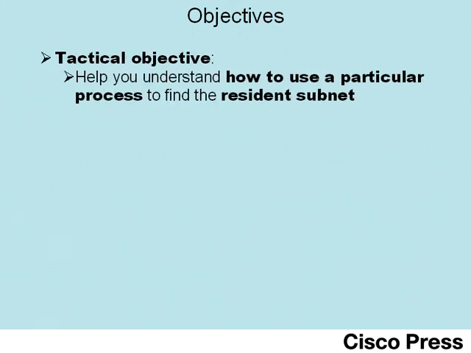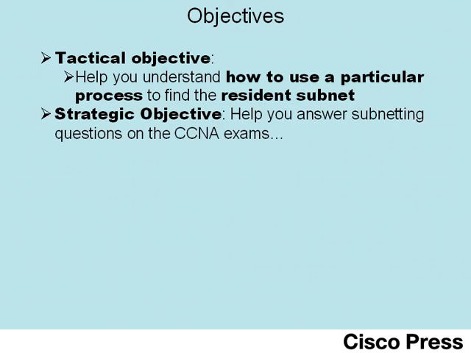This video has both a tactical objective as well as a strategic objective. Tactically speaking, the goal of this video is to help you understand how to use a particular process to find an IP address's resident subnet. Every IP address sits inside some subnet, and we call that the resident subnet. Now, the strategic objective is to help you prepare for answering subnetting questions on the CCNA exams, in particular that you be able to answer those questions quickly and with confidence.